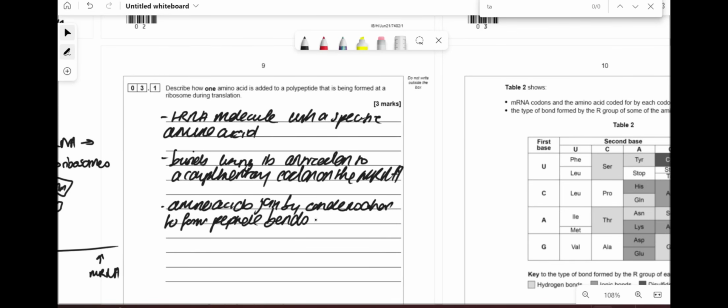So please, just learn transcription and translation. You can't cheese it without it, unfortunately. And as well as that, whenever you're talking about bond making or bond breaking, always say the reaction that happens and the type of bond that's formed.